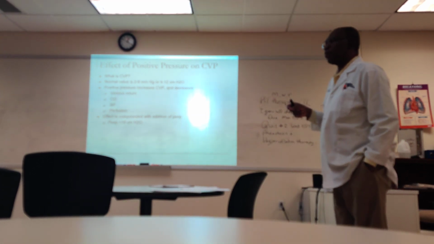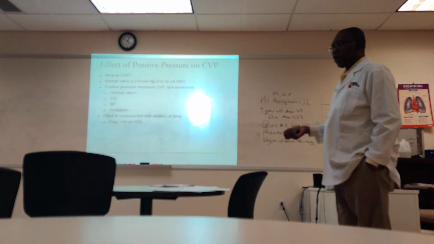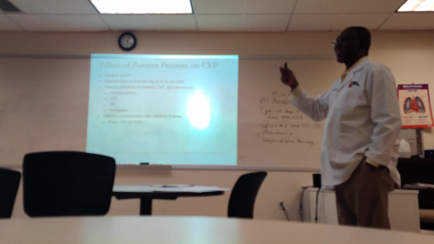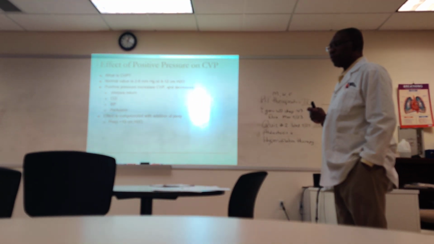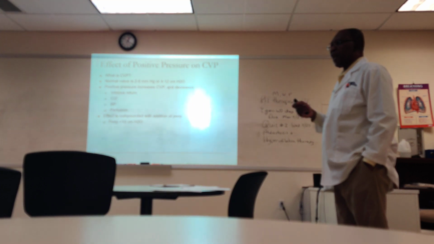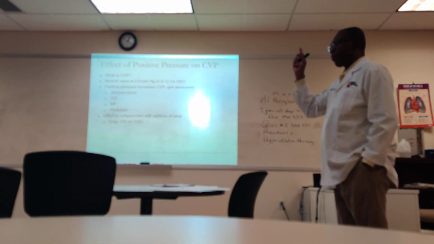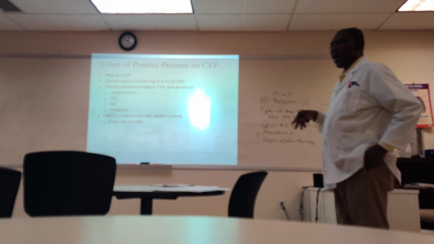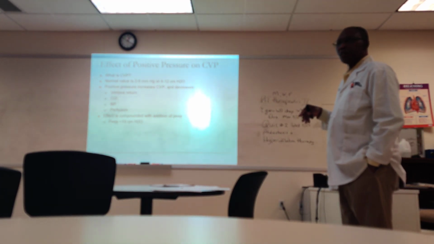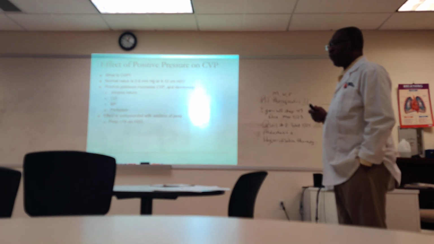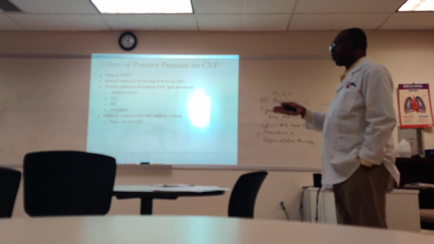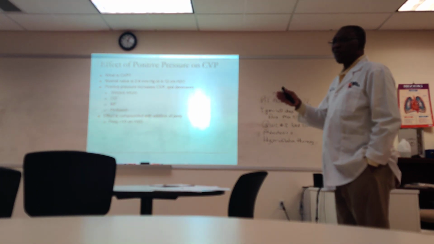So anytime something is going wrong in the right heart, it will be reflected in the CVP value. For instance, if you have fluid overload, your CVP will go up, because anytime you have a lot of fluid, the pressure goes up. If you have hypovolemia, where you don't have enough volume, your CVP value will go down. So just remember that it is the pressure that is used to monitor the function of the right heart.